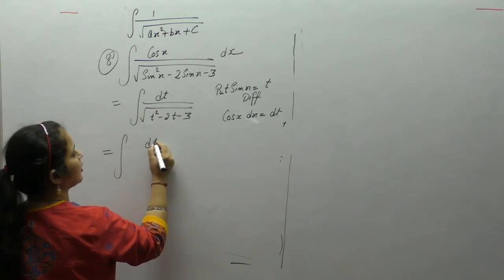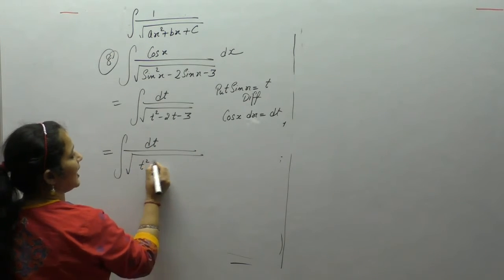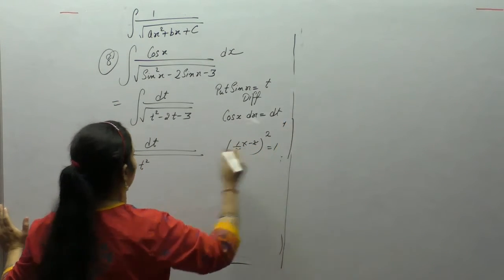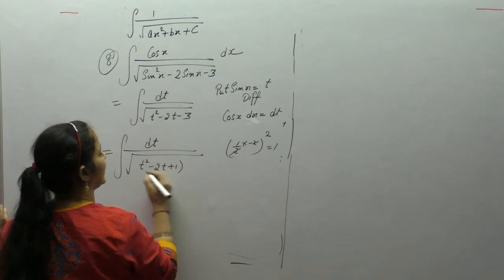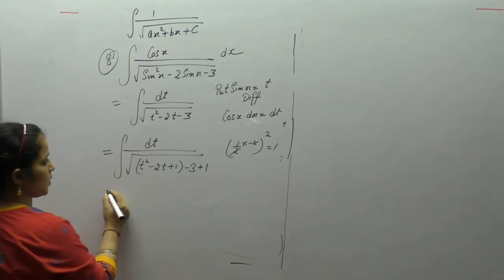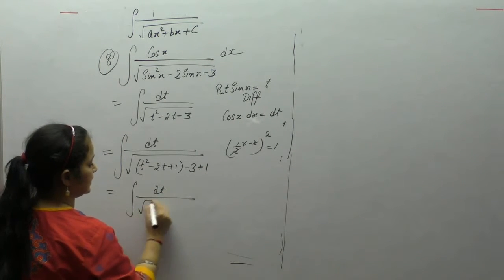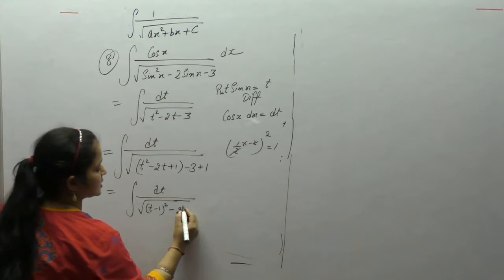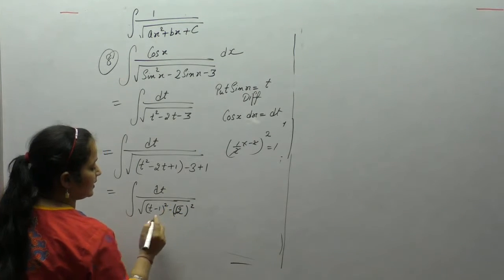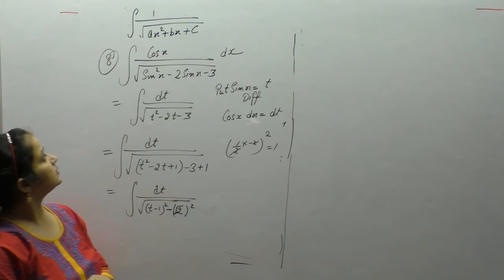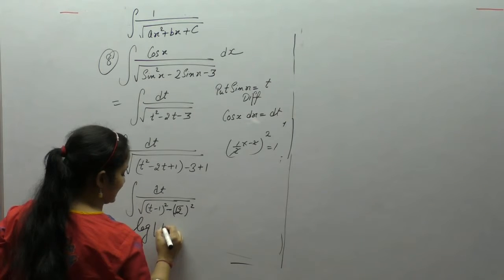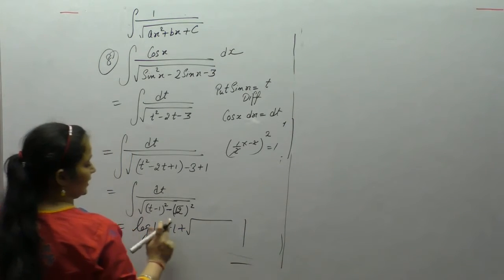Again it is quadratic. Coefficient of t square is unity, so add and subtract half coefficient of t whole square, that is 1. T square minus 2t plus 1 minus 3 plus 1. We can write it as t minus 1 whole square minus 2. We can write 2 as square root of 2 whole square. Now integral of 1 upon square root of x square minus a square is log of x plus square root of x square minus a square, where x here is t minus 1.